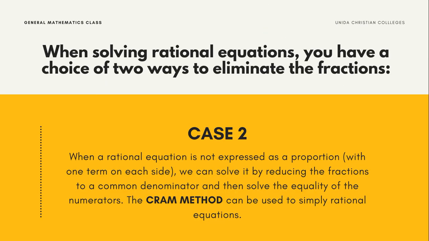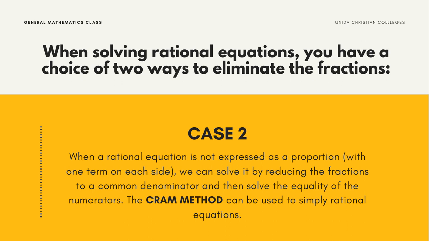Next, let's proceed with case number 2. So sa case number 1 natin, remember, kapag ang given natin sa left side ay isang expression at sa right side ay isang expression, then ibig sabihin we can use cross multiply. So iba naman ang kaso natin dito sa case number 2. When a rational equation is not expressed as a proportion with one term on each side, ibig sabihin hindi na sila equal na pareho lang na tigi-isang expression each side, then we can solve it by reducing the fractions to a common denominator and then solve the equality of the numerators.